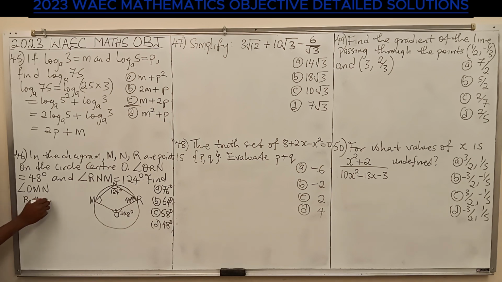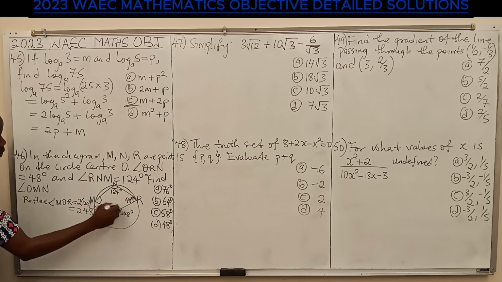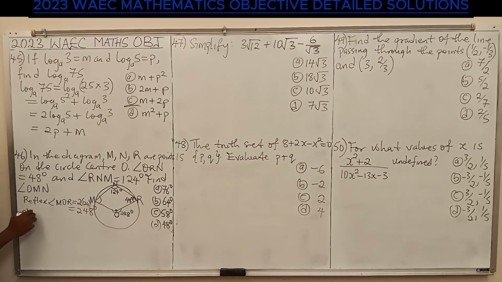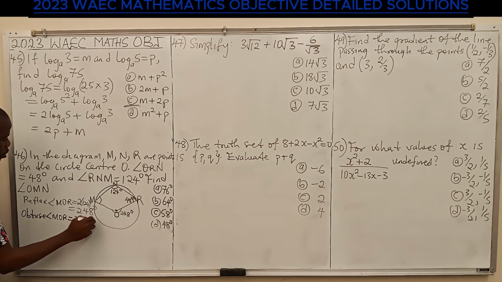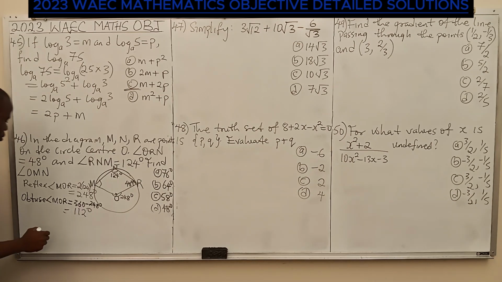Reflex angle MOR is 2 times 124, which is 248. And this obtuse angle MOR is 360 minus 248, from angle at a point. 360 minus 248 is 112 degrees.